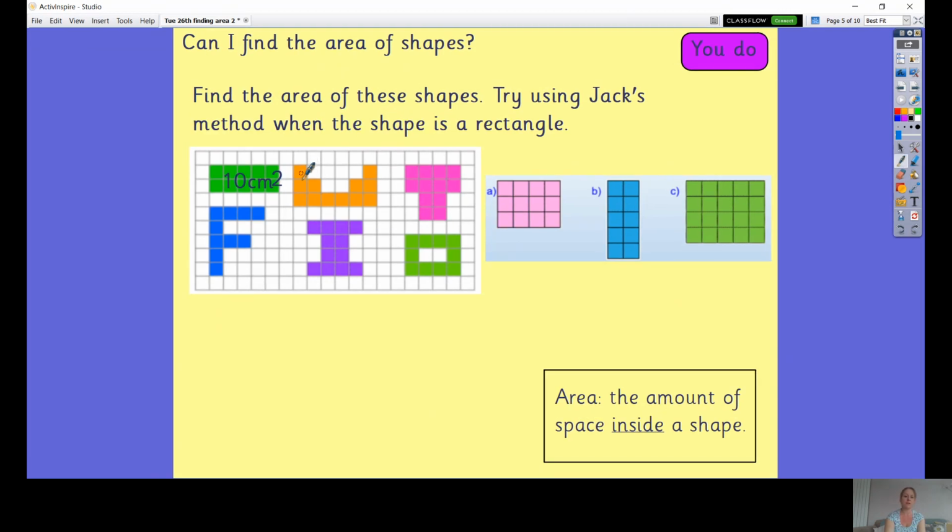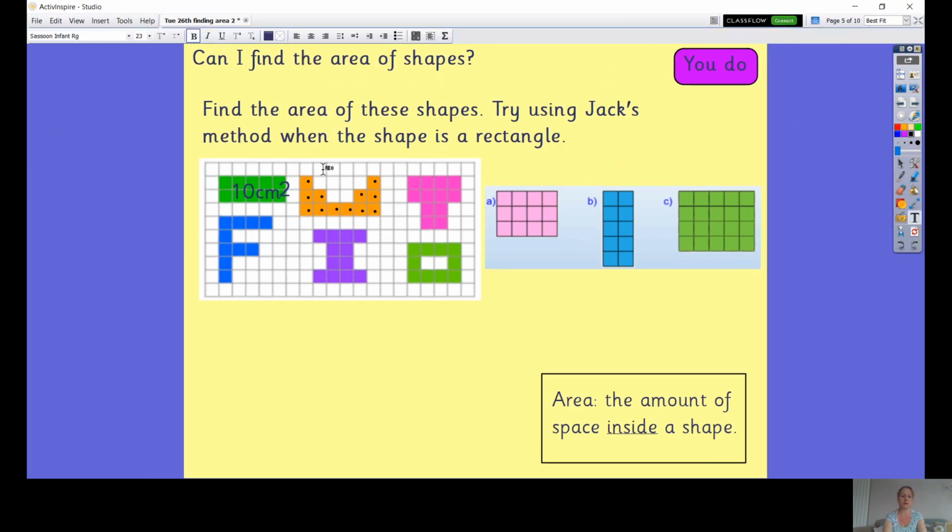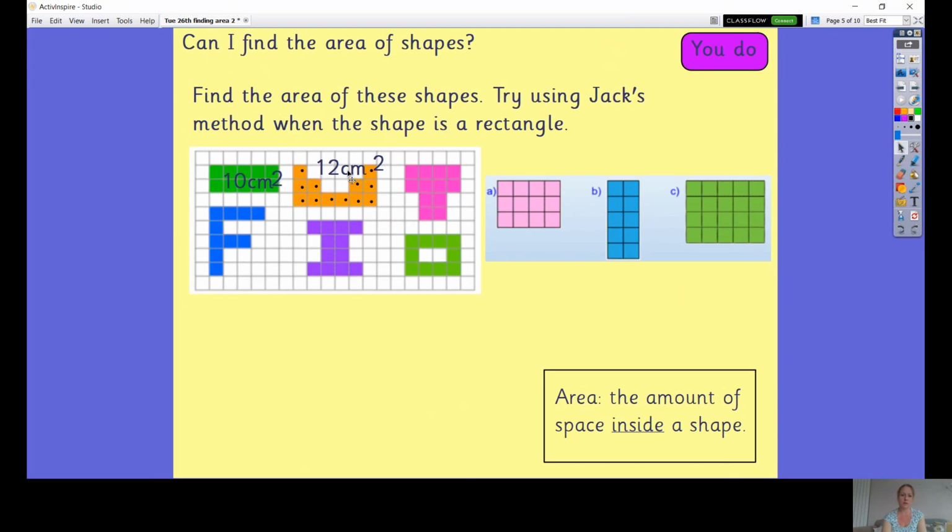Okay, and then this one, let's have a look. I'm going to get my pen for this one because it's not a rectangle, so I'm going to have to count the squares. 1, 2, 3, 4, 5, 6, 7, 8, 9, 10, 11, 12. So that one is 12 centimetres squared. And you might have noticed that I tried to count them in a bit of a sensible order, because sometimes if we just sort of start drawing dots all over the place, we still might miss some out.